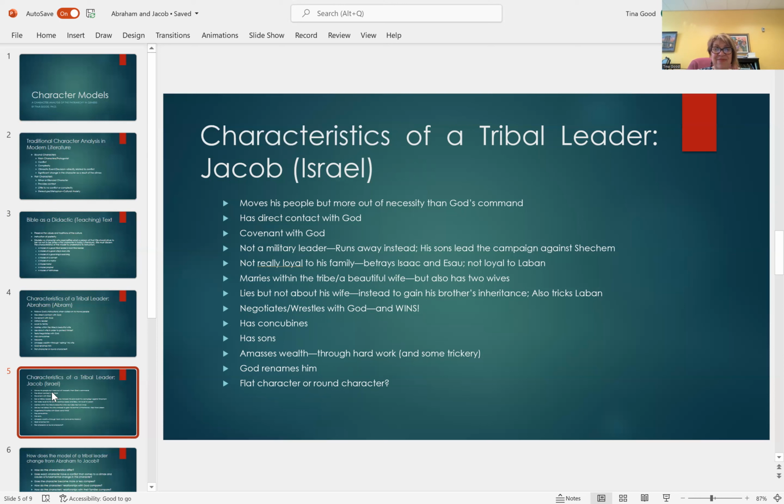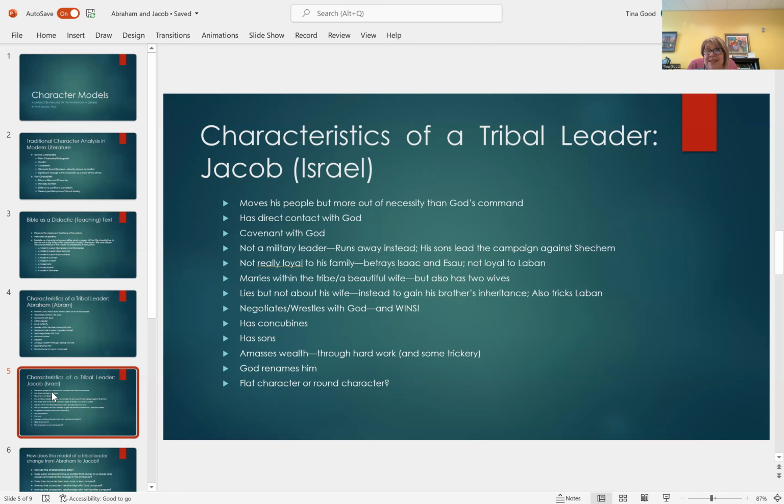But interestingly enough, Jacob wrestles with God. He wrestles with God and he wins, right? Yes, he gets struck in the hip, but he actually wins his wrestling match with God. So this is very significant, right, when we think about Jacob's power. Jacob has concubines, as we know, Bilhah and Zilpah, and through all four women, he has many sons, which of course become the tribes of Israel.